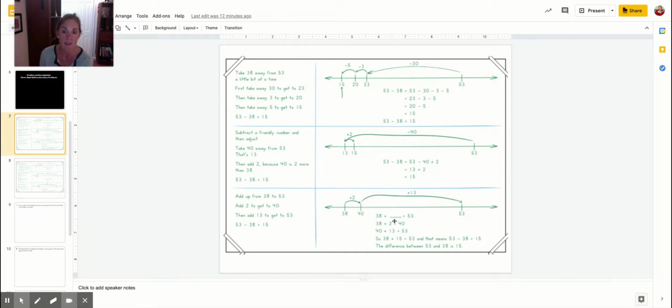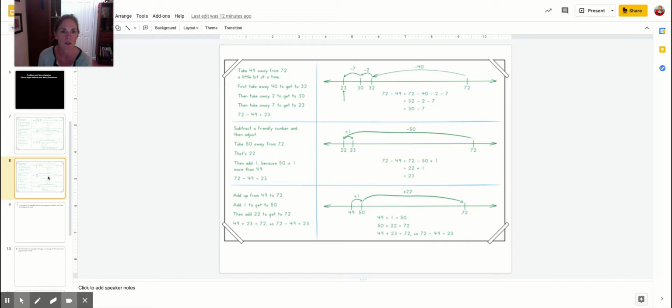38 plus something equals 53. Well, this student said, okay, well, 2 to 40, and then I know 40 plus 13 equals 53. 40 plus 10 plus 3 more. So there are so many ways that you can do this problem.